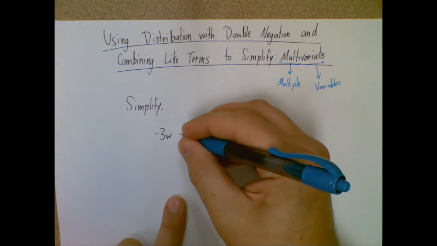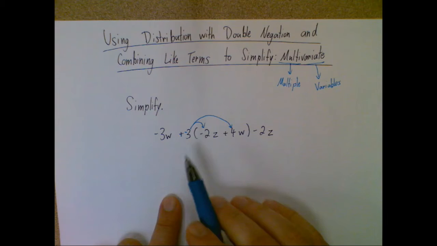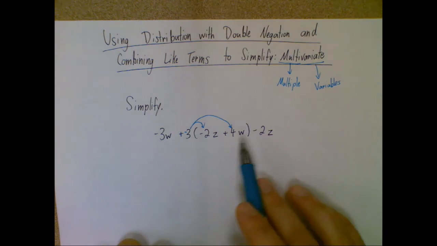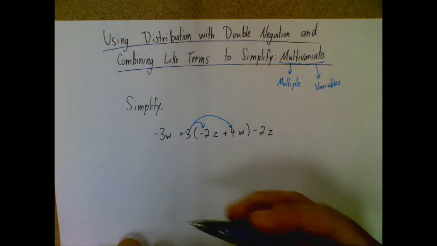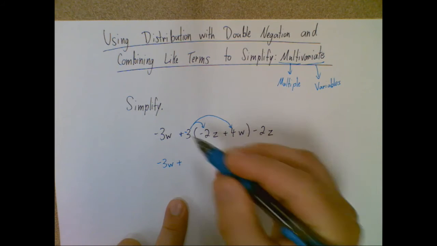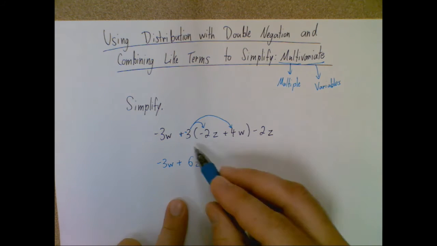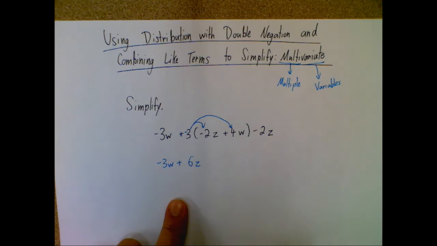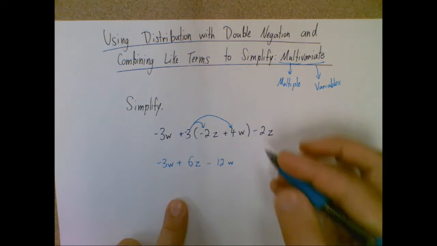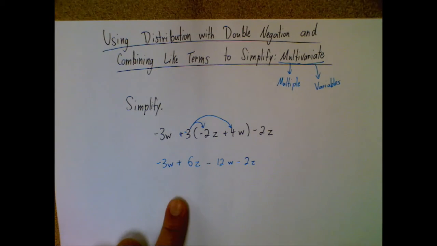I'm going to make this a little bit easier on myself. I'm going to make this plus -3 there so I don't accidentally drop some negative signs. So the -3w and the -2z are not involved in this process at all, so I'm just going to bring them down as I get to them. So -3w is just going to come down, plus, bring that one down. What's -3 times -2z is a positive 6z. -3 times a positive 4w is going to give me a negative 12w. And that's the end of my parentheses. So then I get to the -2z, which I'm just going to bring down because it's outside those parentheses.